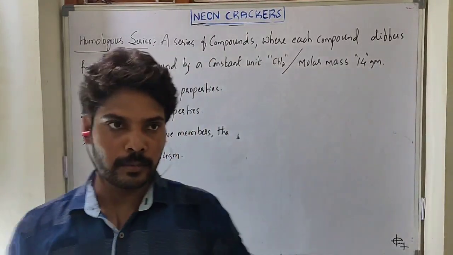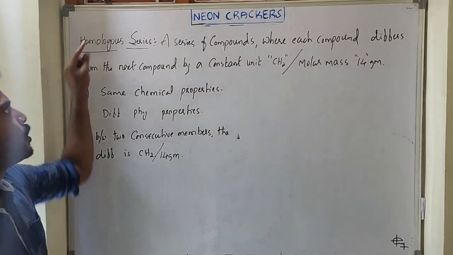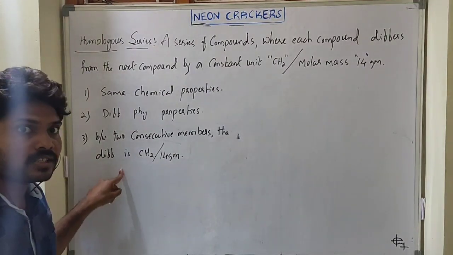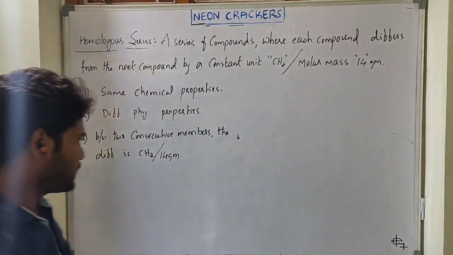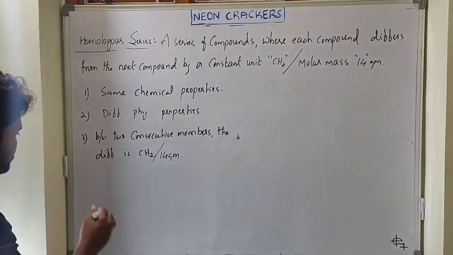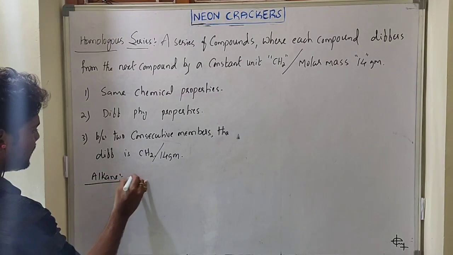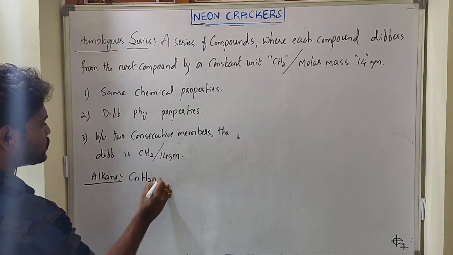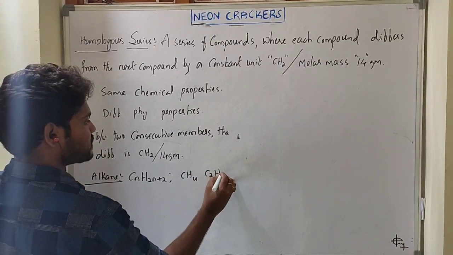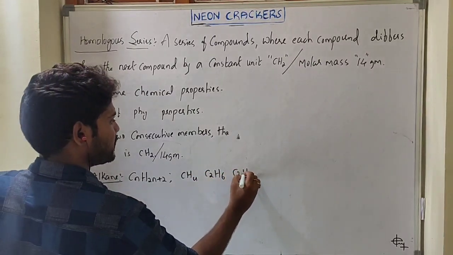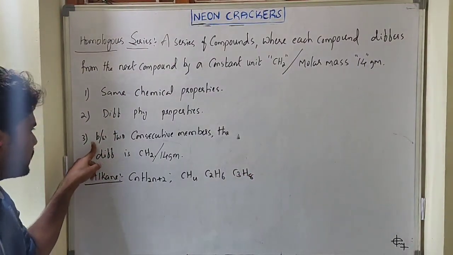And one important trick here, remember, this third condition alone will never explain homologous series, but the condition along with the other two conditions will explain the homologous series. Let's see how to distinguish these. If we take alkane, the general molecular formula of alkane is CnH2n+2. The first is CH4, the second is C2H6 ethane, the third one is C3H8.